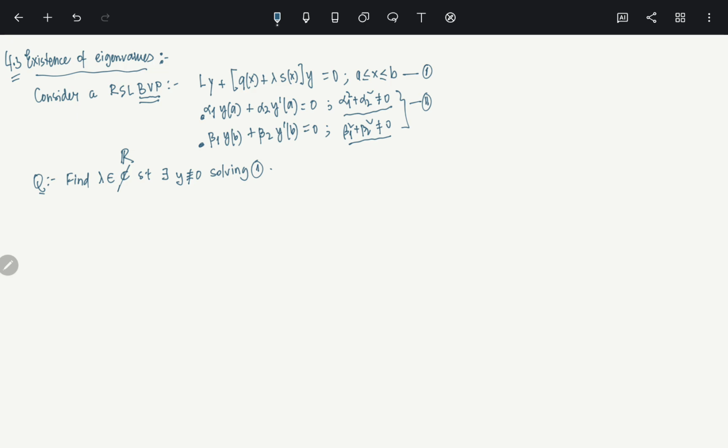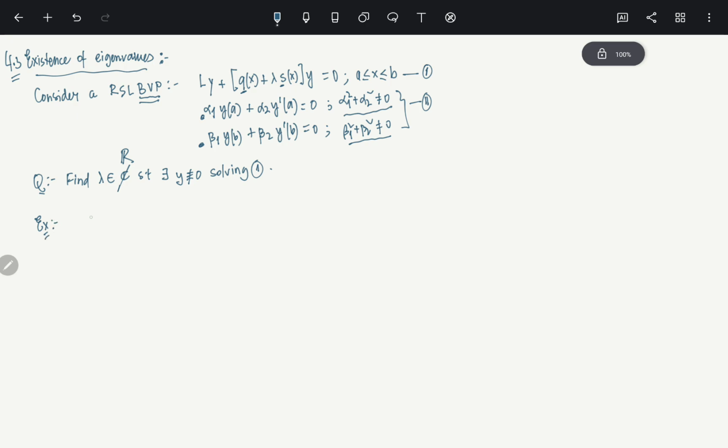Given a lambda, fix a lambda for any such problem. This L can be a general operator, q can be any function, and s can be any nice smooth function. So what is the guarantee of the existence of an eigenvalue? There is a guarantee, but the proof is very complicated and we are not going to go there. I will state the theorem, but we'll try to understand it using an example.